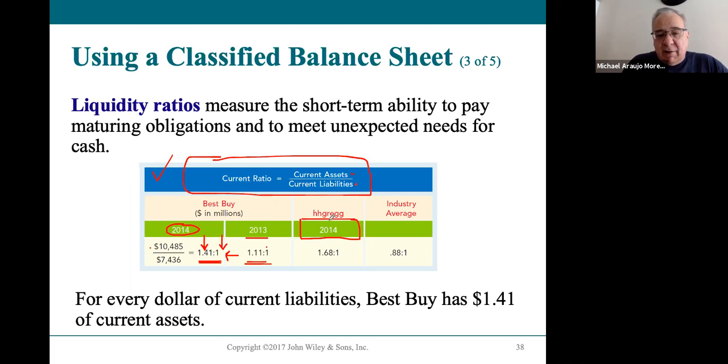And as you see, their current ratio is 1.68-to-1. And again, this first number represents the current assets. So they have $1.68 of current assets. And remember that last number represents current liabilities, to every dollar in current liabilities. So $1.68 is a lot more, right? A lot more coverage for every dollar in debt. They have $1.68 of current assets. So H.H. Gregg's in a really good position to make sure they're able to pay their short-term bills compared to Best Buy, although Best Buy's in a good spot.